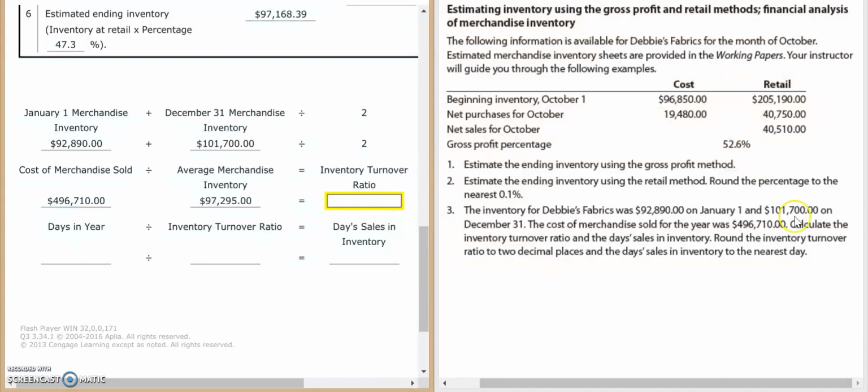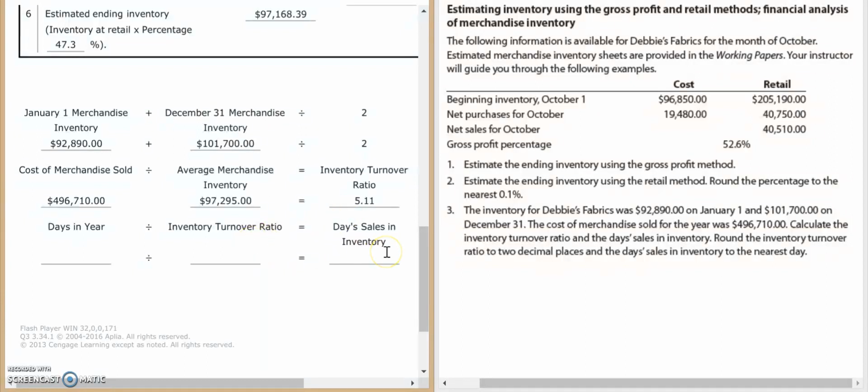It does say we want to round the inventory turnover ratio to 2 decimal places and the days sales in inventory to the nearest day. So when we do the rounding correctly, we end up with an inventory turnover ratio of 5.11, which means that our average merchandise inventory is turned over 5.11 times during the entire year. We turn over our average inventory.